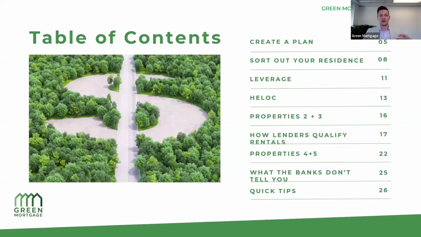All right, welcome to the presentation. I'll be talking about creating a game plan for yourself, making sure that you sort out your residence, making sure that you understand what a home equity line of credit product is and how that works. I'll be talking about buying properties number 2 and 3, how lenders qualify rental properties, how to purchase properties 4 and 5, and what gets a little bit more difficult when you're getting up to 4 and 5. Some of the things that the banks won't tell you, that wall that people often hit when they're trying to grow their portfolio. And I'll go through some quick tips and then a Q&A afterwards to go over a lot of details.